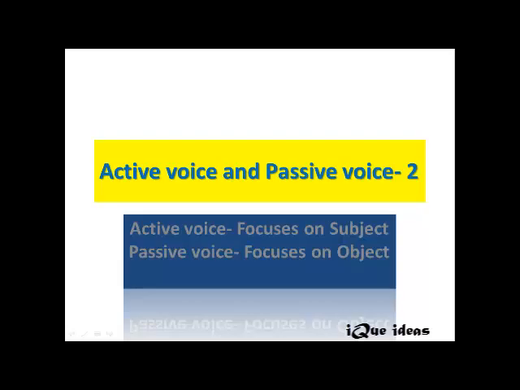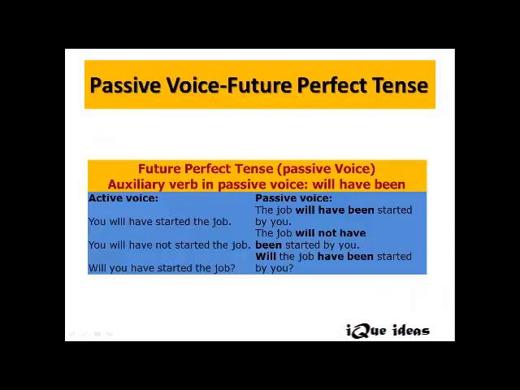Hi students, this is part 2 of active voice and passive voice. As we learned earlier, active voice focuses on subject and passive voice focuses on object. In this session, we are going to learn about the last tense, which we did not do in the last session, that is future perfect tense, right?